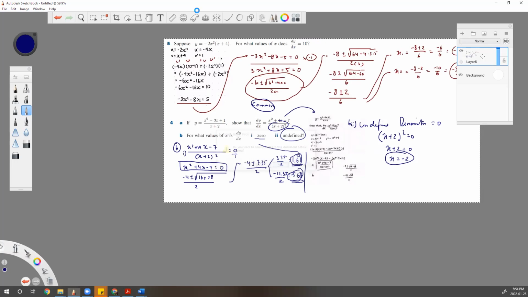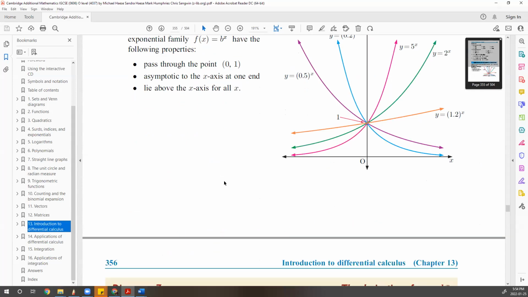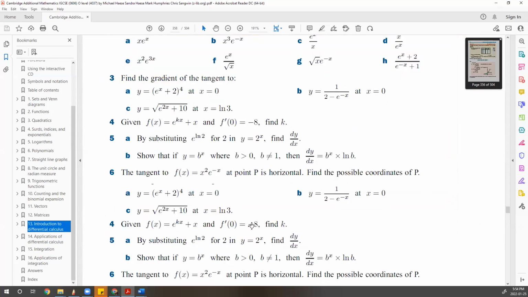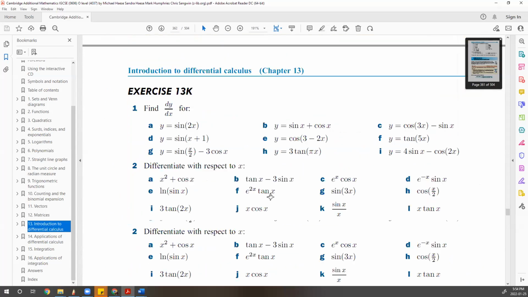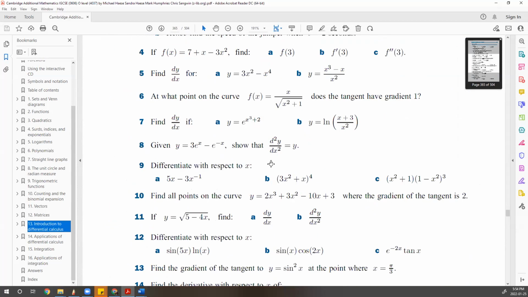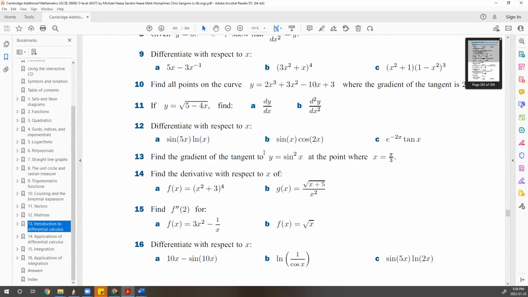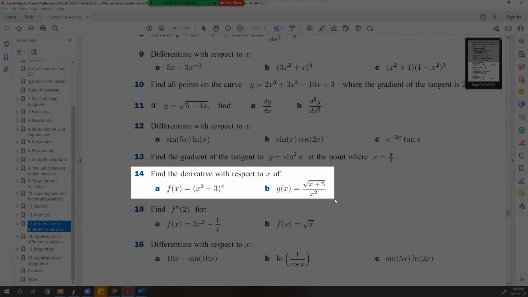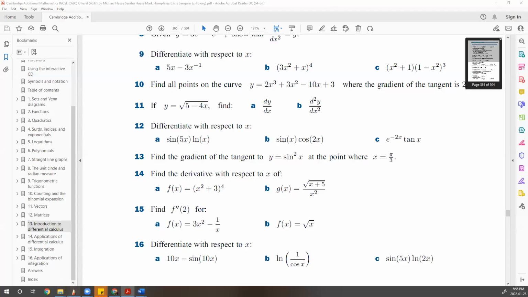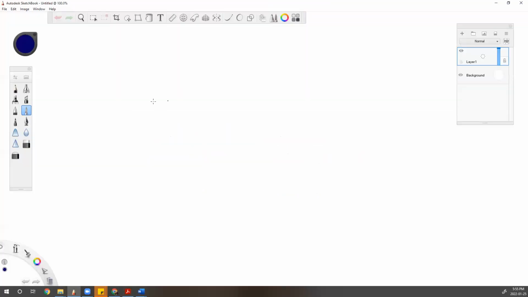I will show you something else. I think we need to do the review step. 14. Find the derivative, pure derivative, or pure differentiation.